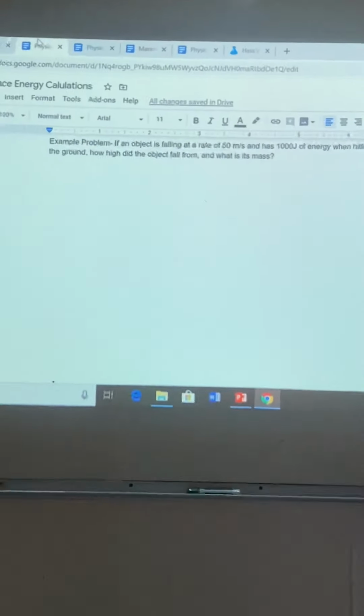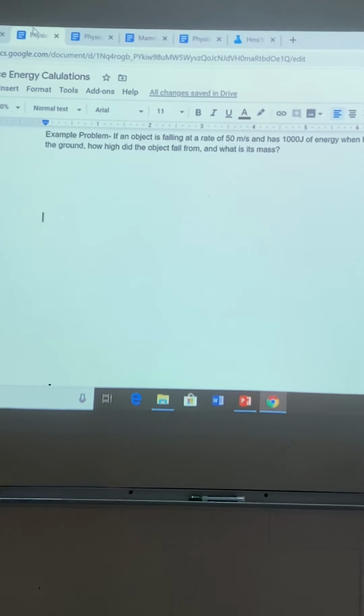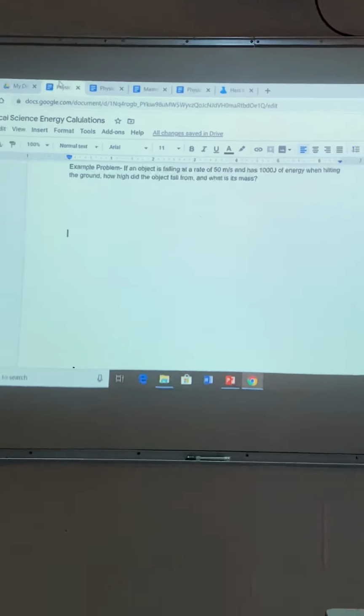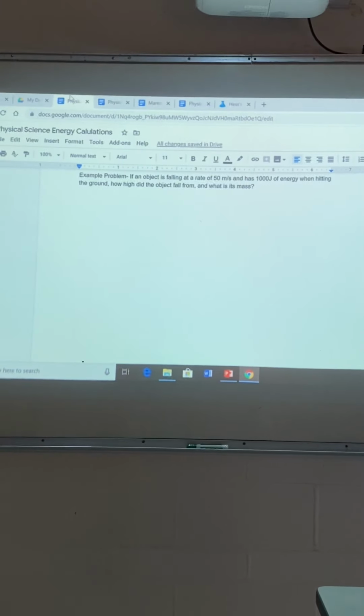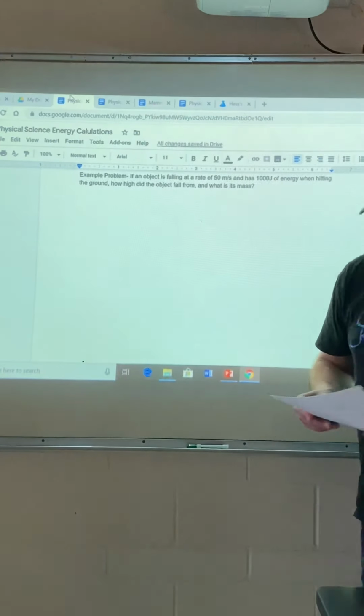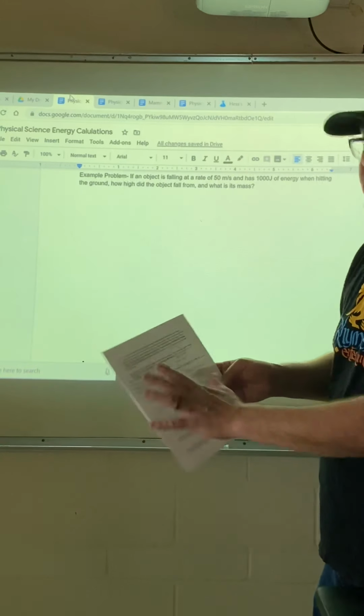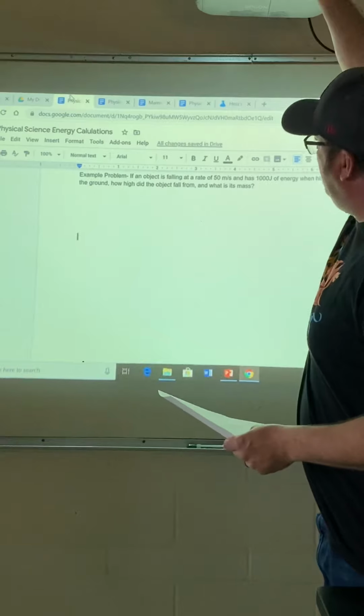Here's my question. It says, if an object is falling at a rate of 50 meters per second and has 1,000 joules of energy when it hits the ground, how high did the object fall from and what is its mass? Okay, that's what we're going to work with. It's hard to type this up on the board, so I'm going to click off the projector and solve using what we're given. You'll also see on your worksheet, I made this into an example problem on the first one, so you can solve it step by step.